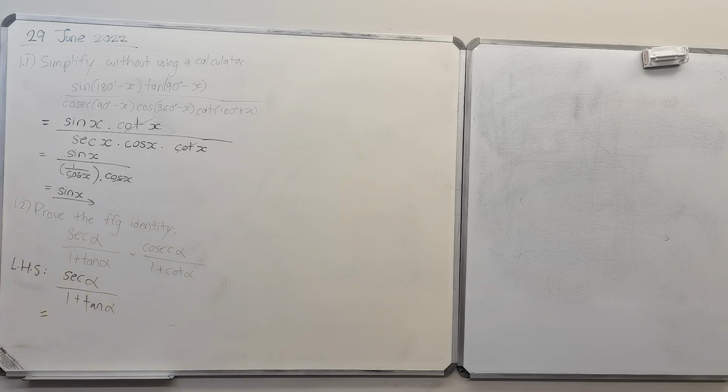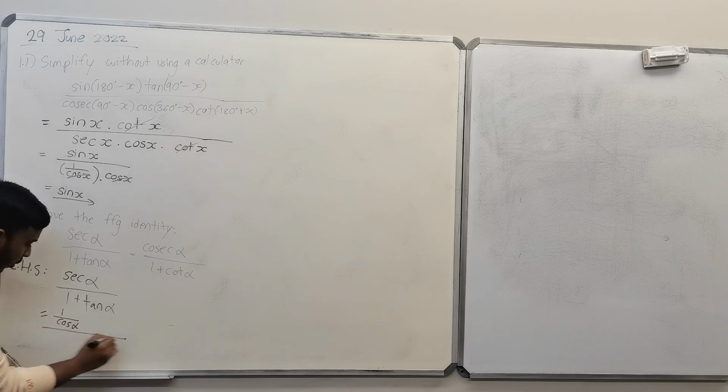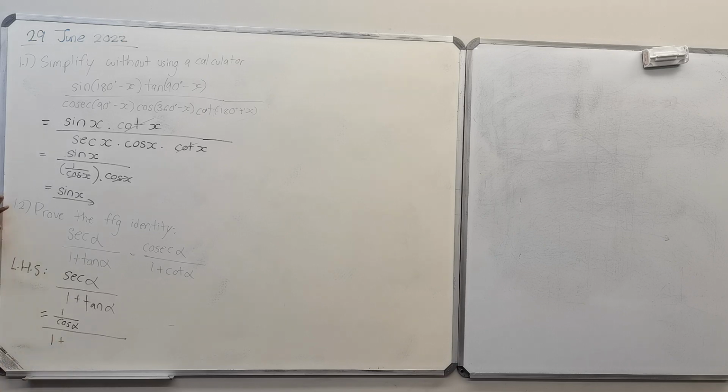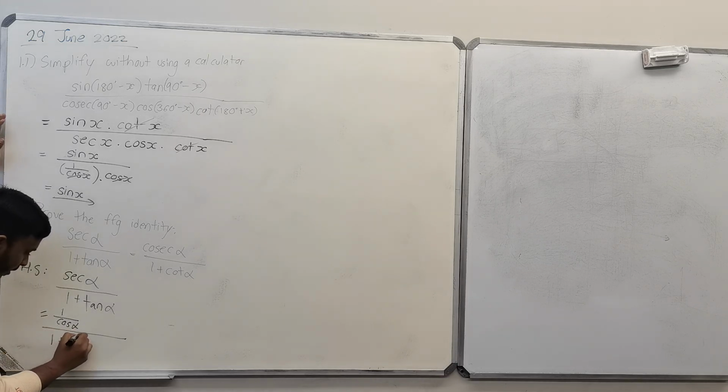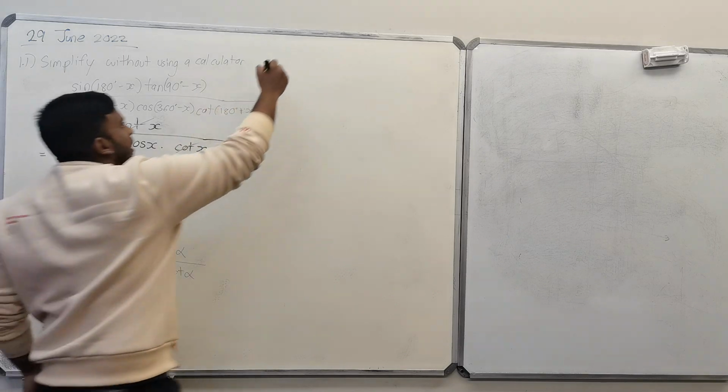Sec breaks up into what? 1 over cos. So this would be 1 over cos alpha all over 1 plus tan, which is what? Sine alpha all over cos alpha. Right? Okay.